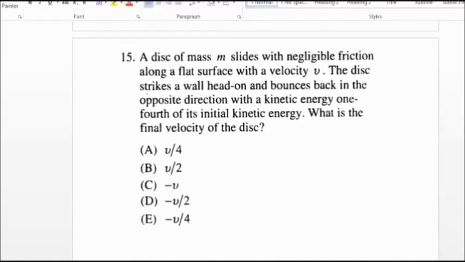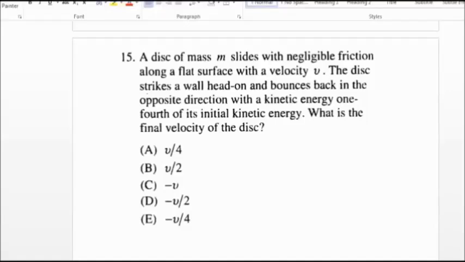A disk of mass m slides with negligible friction along a flat surface with a velocity v. The disk strikes a wall head-on and bounces back in the opposite direction with a kinetic energy one-fourth of its initial kinetic energy. What is the final velocity of the disk?